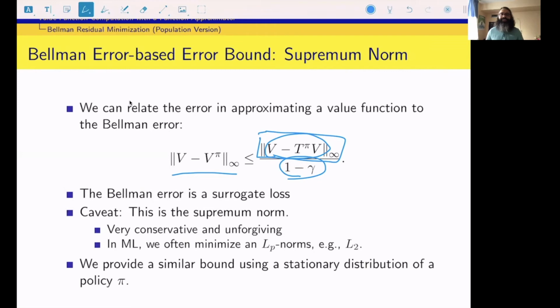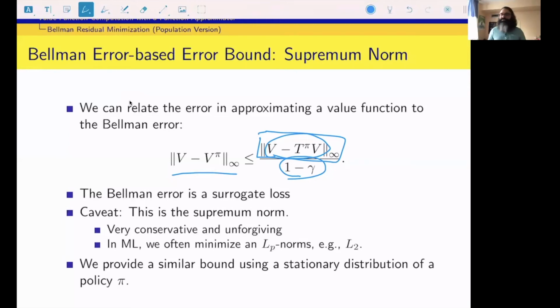So it is enough to compute the Bellman operator on some function, any function v, and then find a v that minimizes it. That would be an upper bound on what we actually care about. So this would be an example of what we call a surrogate loss.